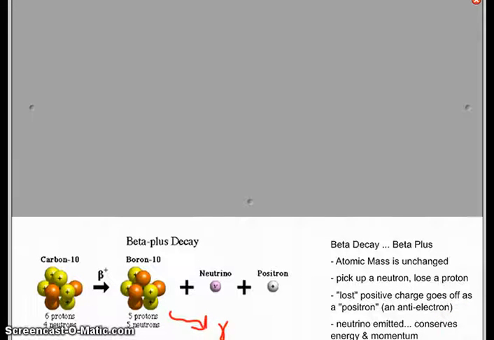Briefly, I'll try to describe the beta plus decay. In this particular case, again, the atomic mass is unchanged. We have 10 protons plus neutrons here, 10 protons plus neutrons there. In this case, one of the protons has become a neutron. And so we move down in the periodic table from number 6 to number 5. We've emitted the neutrino, and again, to conserve charge, since this positive charge has sort of gone missing from the nucleus, it gets carried off in this anti-electron, which is also known as a positron. And once again, gamma ray radiation is emitted.